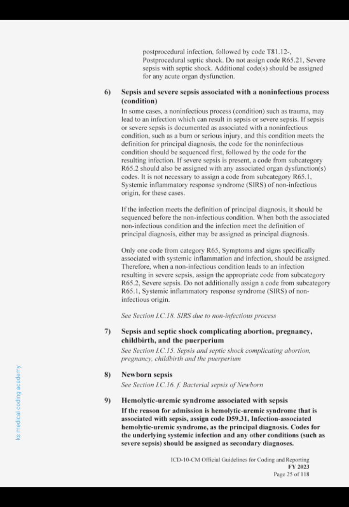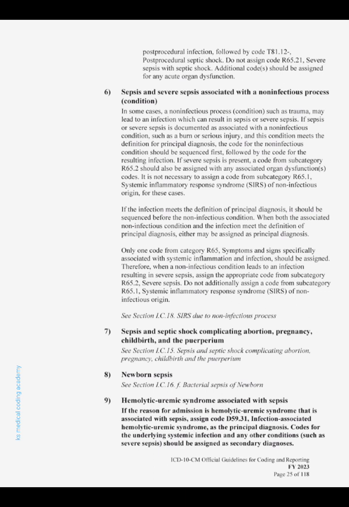Only one code from category R65, symptoms and signs specifically associated with systemic inflammation and infection, should be assigned. Therefore, when a non-infectious condition leads to an infection resulting in severe sepsis, assign the appropriate code from subcategory R65.2, severe sepsis. Do not additionally assign a code from subcategory R65.1, systemic inflammatory response syndrome (SIRS) of non-infectious origin. See section I.C.18, SIRS due to non-infectious process.